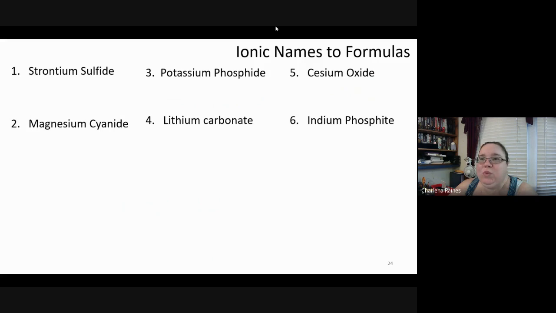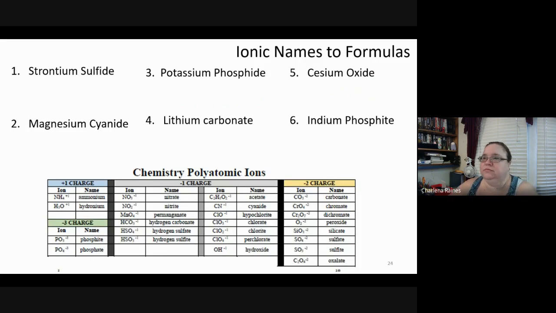So looking at number one, we have a name that ends in IDE. That tells me we're looking at two elements. So sulfide would be sulfur, and sulfur forms a -2 charge. Strontium is in group 2. Strontium forms a +2 charge.